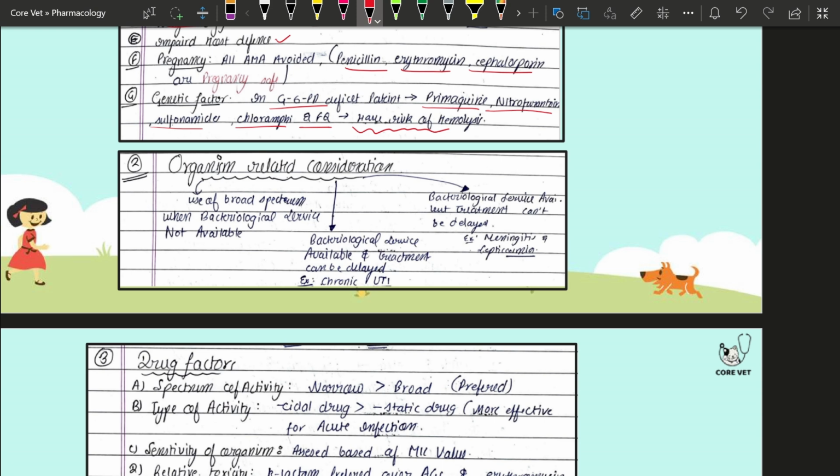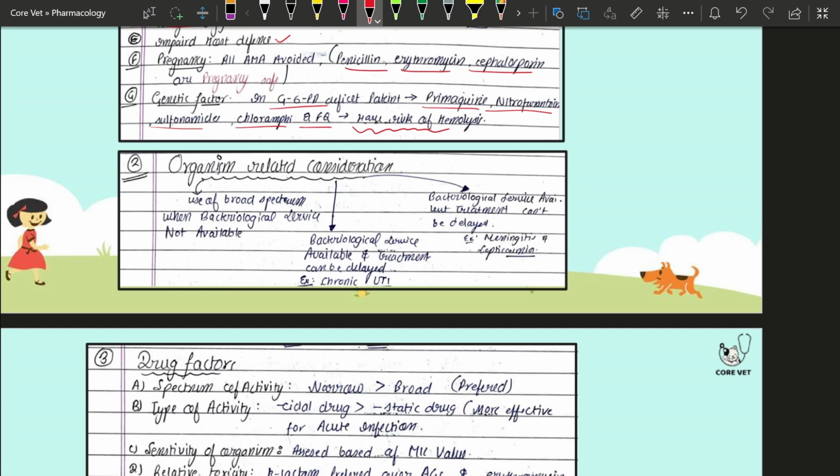But if you don't know whether the infection is due to a gram positive or a gram negative organism, then you should use a broad spectrum antibiotic, because the broad spectrum antibiotic is going to affect both types of bacteria, the gram negative and the gram positive. In that condition you could just use the broad spectrum antibiotic. If you have a report that this particular organism is gram positive, then you can use a gram positive specific drug.